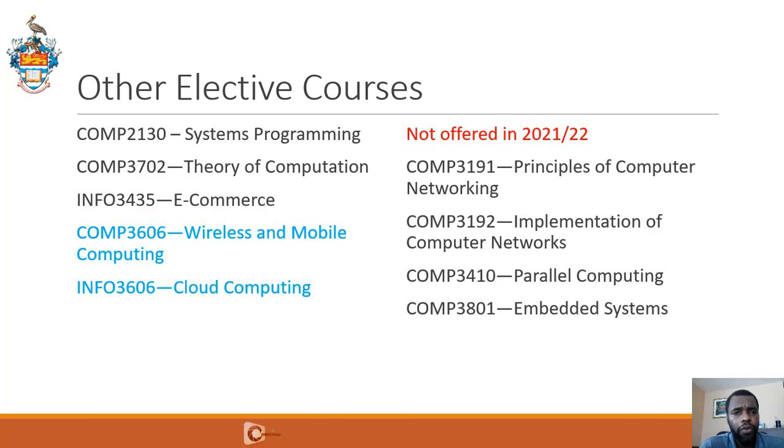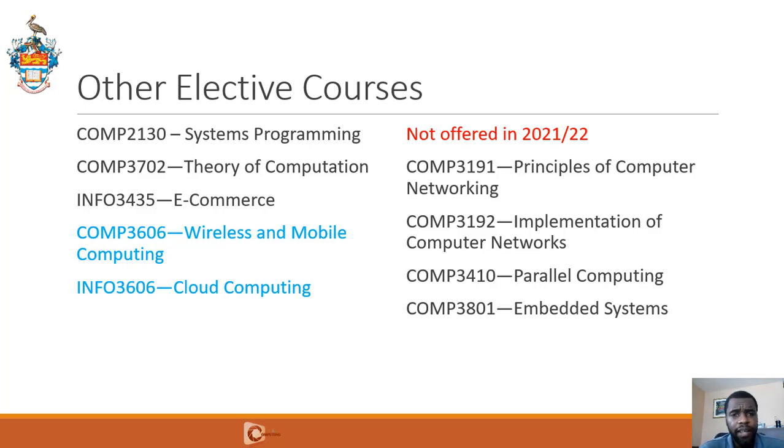There's Comp 2130, the Systems Programming course, which you can take at second year. Then there's Comp 3702, Theory of Computation. That will teach you about the mathematical underpinnings of computation. It's also looked at for people who want to do graduate studies in computer science. Having taken theory of computation is an asset. Some schools will require you to take a theory of computation course if you don't have one already. There's Info 3435, the e-commerce course.